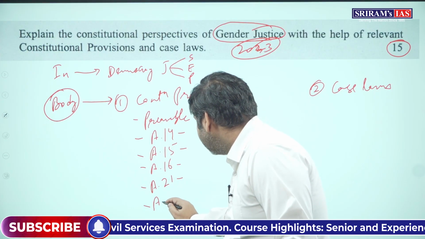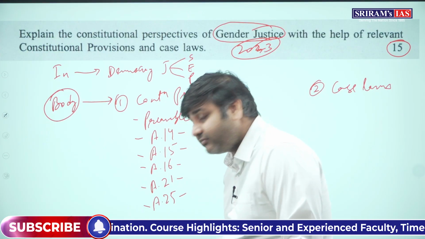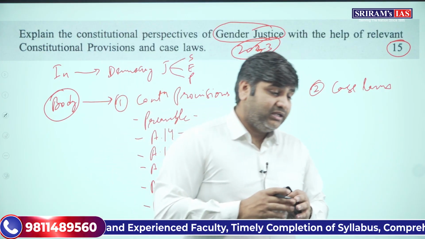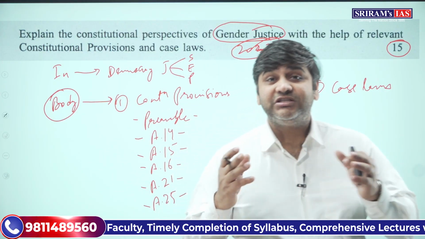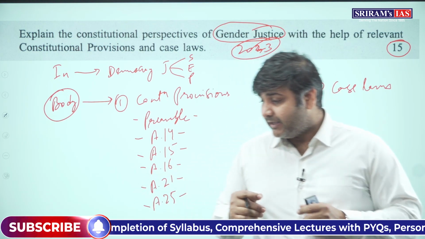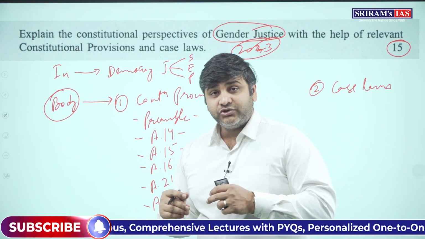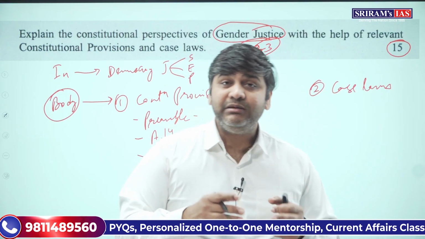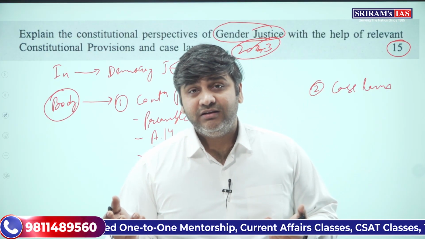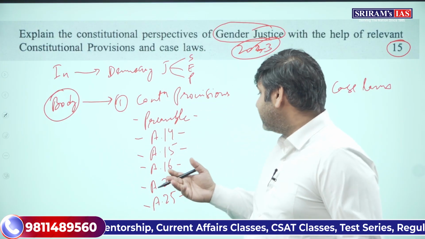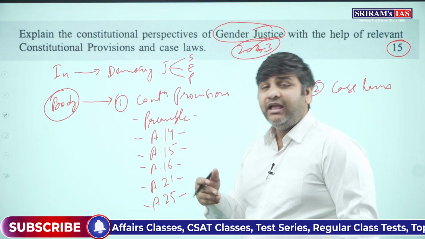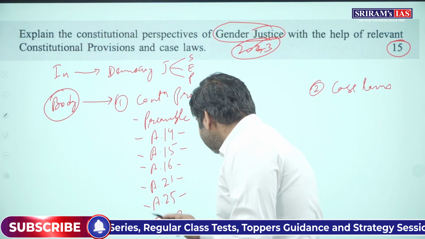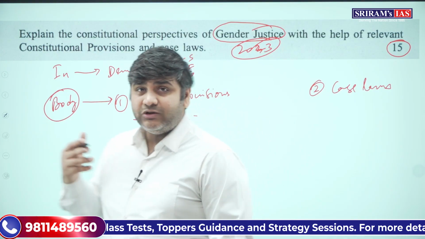Article 25, this is something which you can write. Article 25 is about religious freedom, or we can say freedom of conscience. So freedom of conscience is given to both men and women and anybody of a different gender. Again, here there is no discrimination, and then there are several provisions given in the directive principles of state policy. Equal pay for equal work.